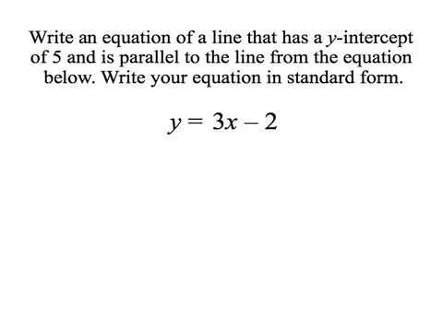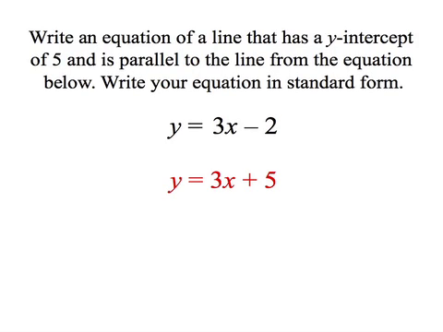So here's one that says, write an equation of a line that has a y-intercept of 5 and is parallel to the line from the equation below. Then write your equation in standard form. Well, the first thing we need to think about is if the lines are parallel, they'll have the same slope. So if the first equation has a slope of 3, then the second one will have a slope of 3.